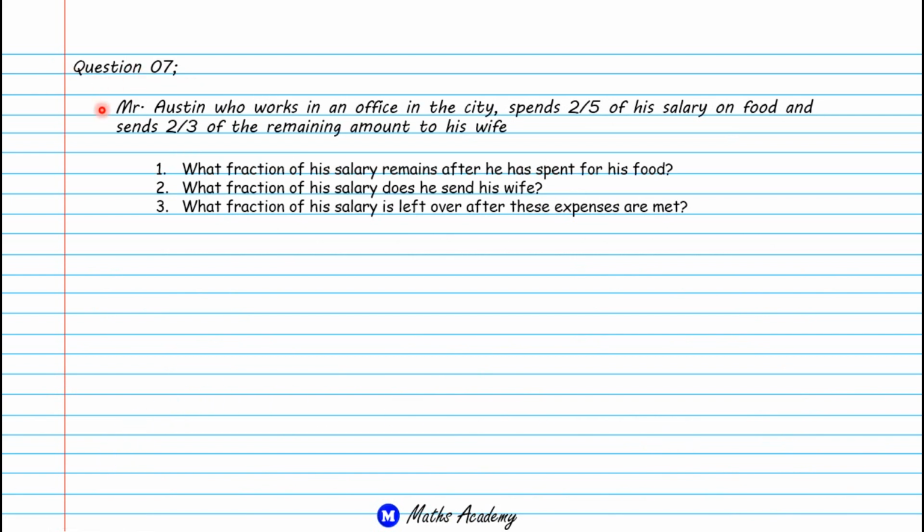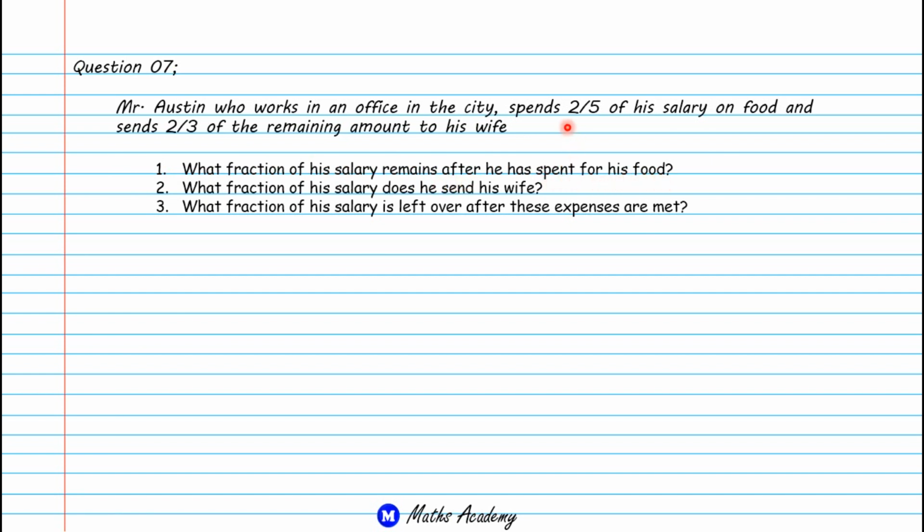Question number 7. It says, Mr. Austin, who works in an office in the city, spends 2 over 5 of his salary on food and sends 2 over 3 of the remaining amount to his wife. And they have given us 3 questions. Let's answer them one by one. The first question. What fraction of his salary remains after he has spent for his food?